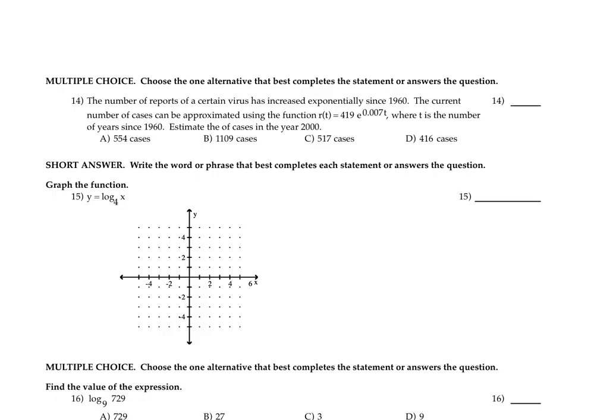So they started collecting data in 1960. 2000 is the year that they're trying to collect data for. So what we have to figure out is how many years have passed. If I'm going to go from 1960 to 2000, how many years would take place? So we just plug 40 in for t. And then just plug it into your calculator and figure out approximately how many cases we're looking at. Okay, so that's just a calculator problem again.